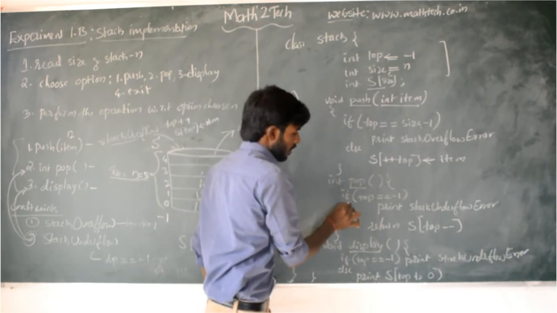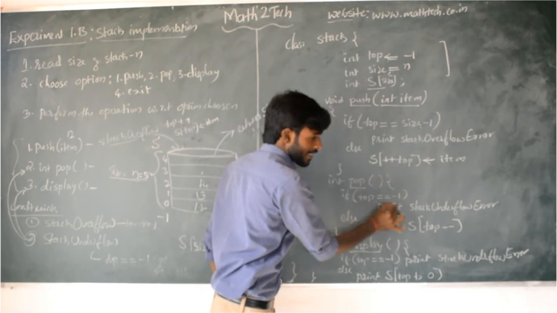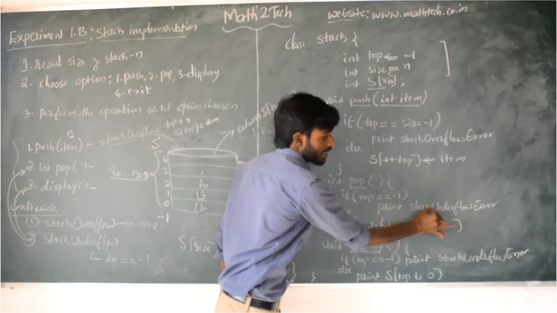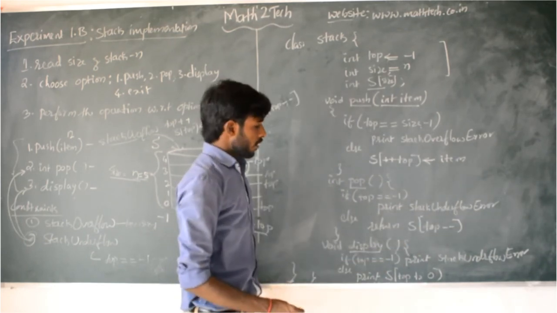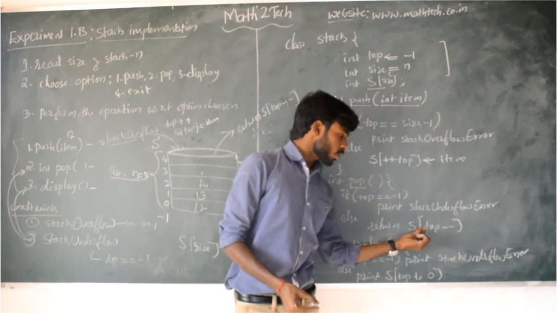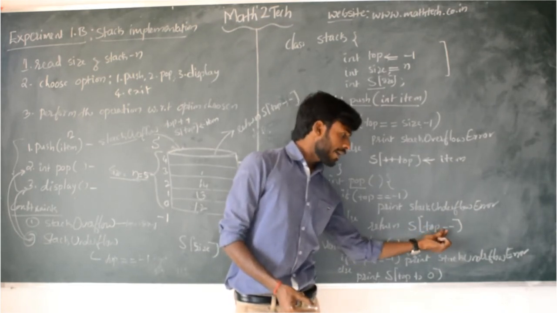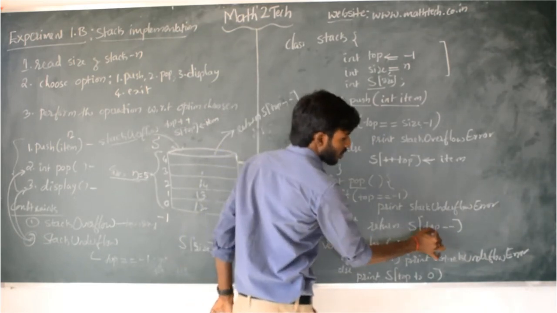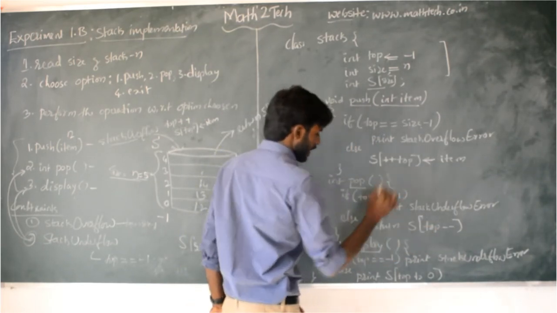Then pop. First check whether the stack is empty or going to underflow: top is equal to -1. Then print that the stack is underflow. Else, return the element which is present at the top of the stack and decrement the top by one. That's what return S of top minus minus does.